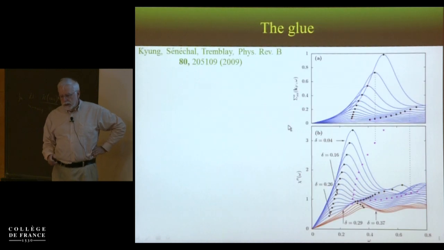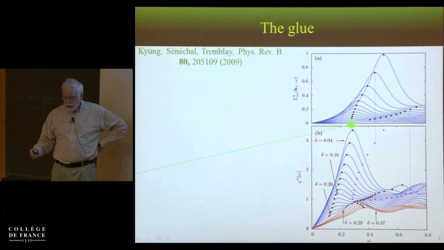Now what happens in our case? So these are, again, 2x2 cluster exact diagonalizations. And if you look at the anomalous part of the self-energy for different dopings, this is very close to half filling and this is more doped, you see again these two peaks.